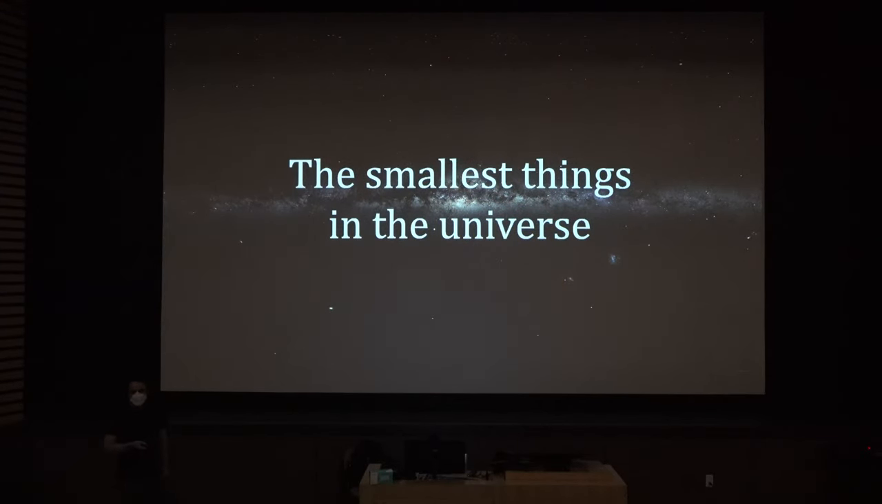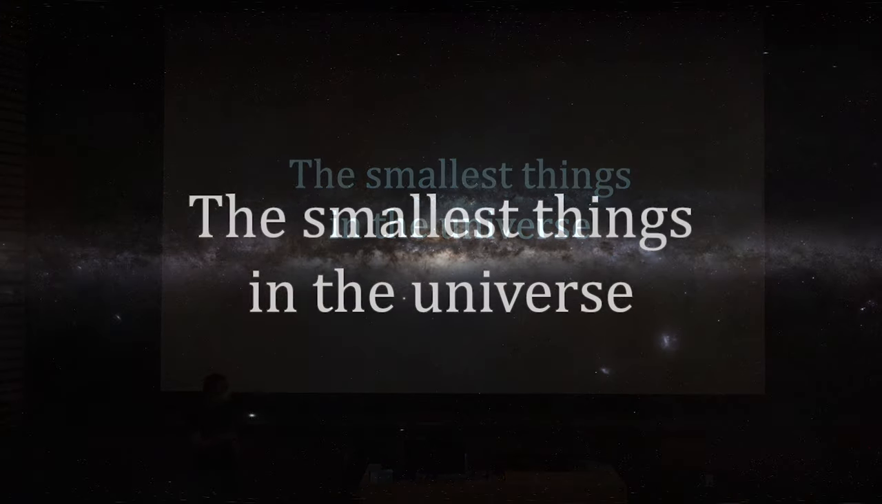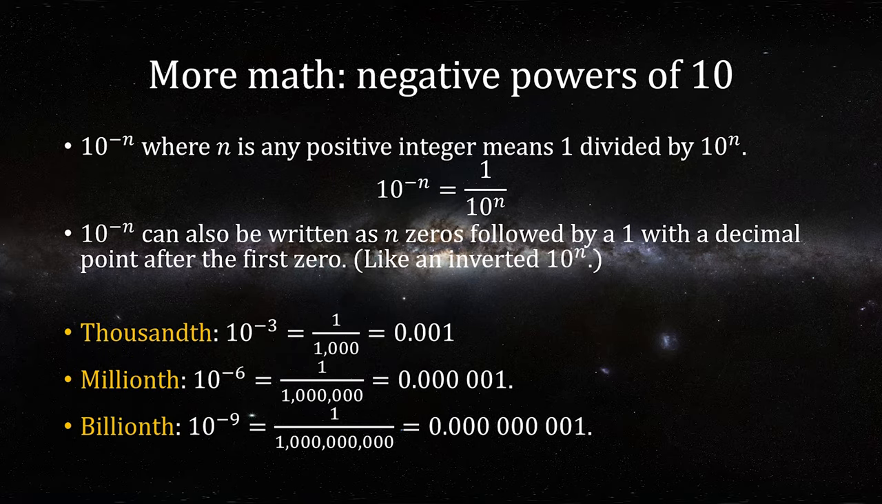So we talked about the biggest things in the universe, right? We zoomed out, basically, starting from human scales and then increasing to planets, stars, galaxies, galaxy clusters, and the cosmic microwave background, and the whole observable universe. Now let's instead zoom in and check out the smallest things in the universe. So, of course, to do that, we need to do more math.